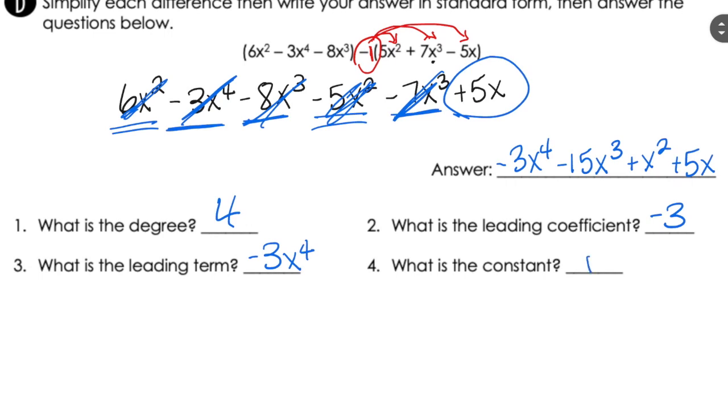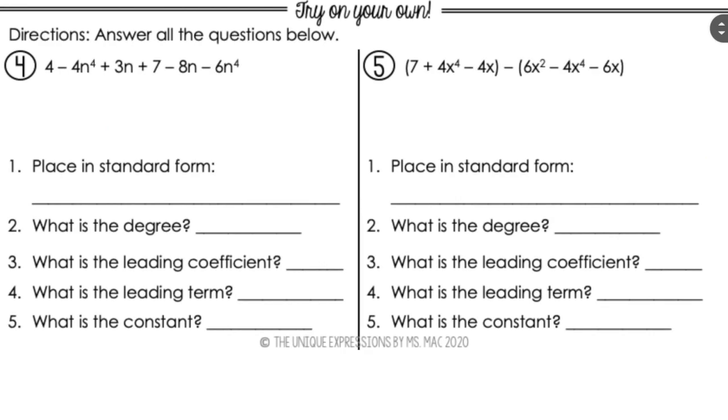Now you're going to do the last 2 questions on your own, which mirror the 2 questions that we just did in part C and part D. Question number 4 should be pretty self-explanatory. Question number 5, make sure you are distributing that -1 into everything in the second set of parentheses. So go ahead and pause the video and come back when you're finished.